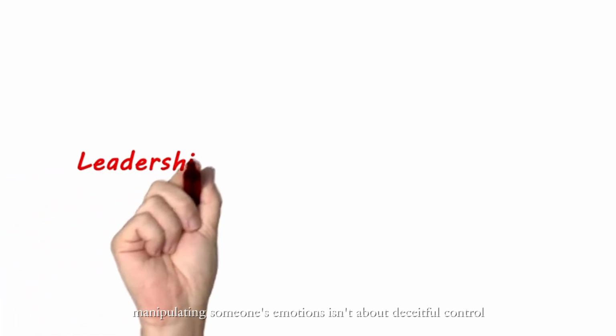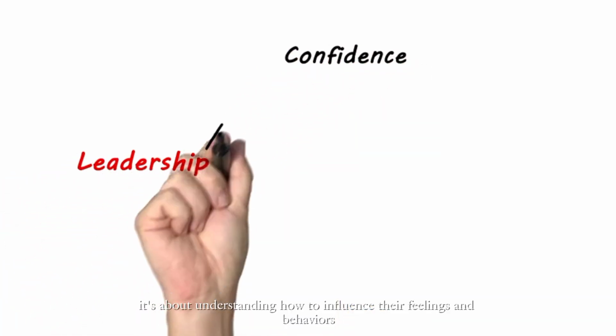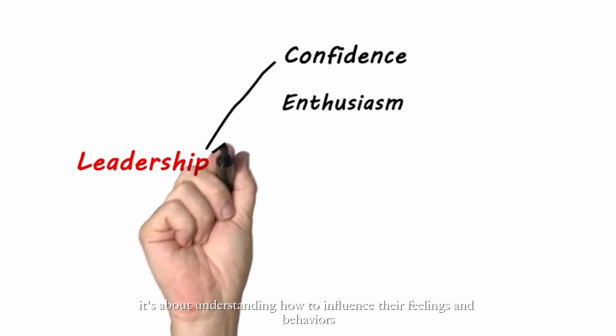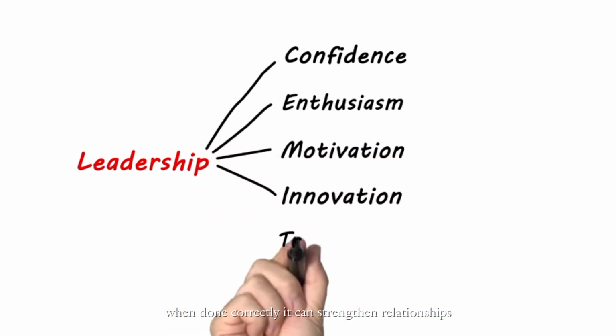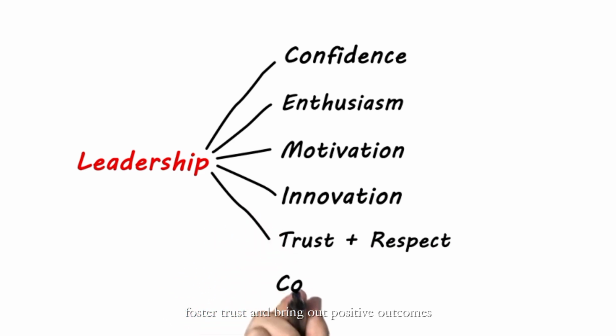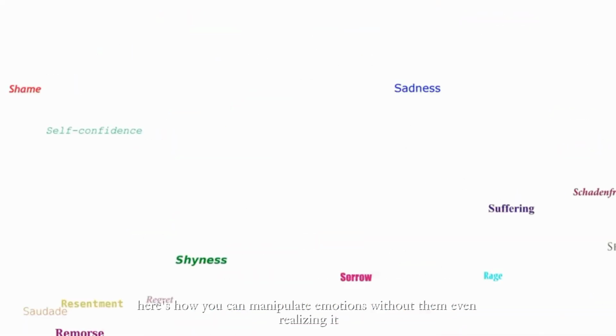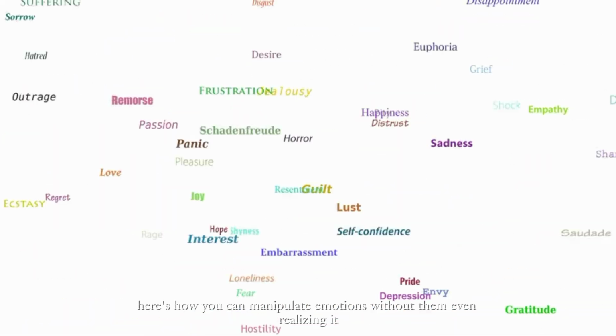Manipulating someone's emotions isn't about deceitful control. It's about understanding how to influence their feelings and behaviors in a subtle yet powerful way. When done correctly, it can strengthen relationships, foster trust, and bring out positive outcomes. Here's how you can manipulate emotions without them even realizing it.